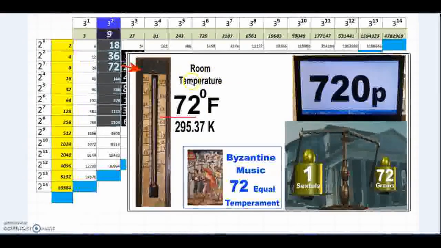Also at 72, room temperature, again that will be a fraction either way, but you'll see so often referred to as 70 degrees Fahrenheit. That's 295.37 Kelvin. Just shift a decimal point, 29.53. You'll get the Sun, Earth, and Moon synodic month there, but also in the Byzantine music, equal temperament 72, but also ancient weight scales again. So 1 sextula, 72 grains, and 720p in screen resolution.